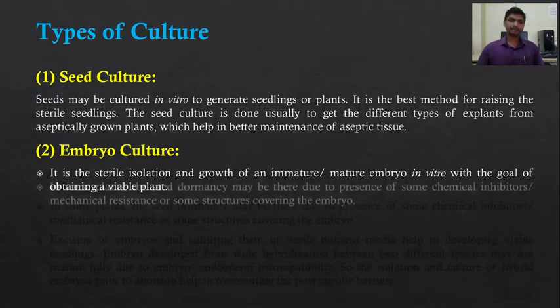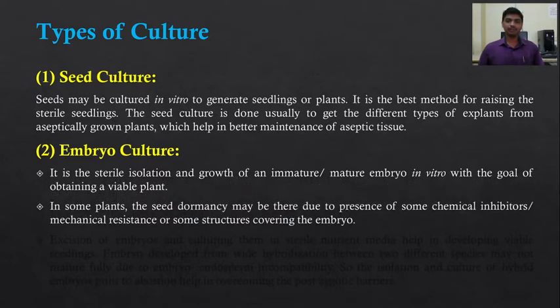In some plants, seed dormancy may be there due to the presence of some chemical inhibitors, or mechanical resistance, or some structures covering the embryo. So these are the reasons because of which seed is not able to germinate in some plants. This is referred to as seed dormancy. There may be chemical inhibitors, some mechanical resistance, or some structures that cover the embryo. Because of this, the seed is not able to germinate under favorable conditions of germination.